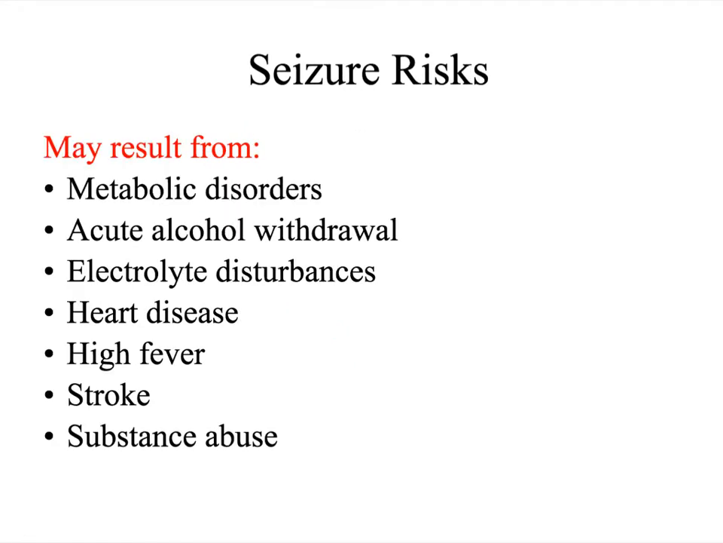These are some of those underlying causes of seizures that I discussed in the past couple slides. These are known as the secondary causes of seizures. Secondary seizures result from an underlying brain lesion, most commonly a tumor or trauma. They may also be caused by metabolic disorders, acute alcohol withdrawal, electrolyte imbalances, such as hyperkalemia, hypoglycemia, water intoxication. They can also be caused by high fever, substance abuse, and heart disease.